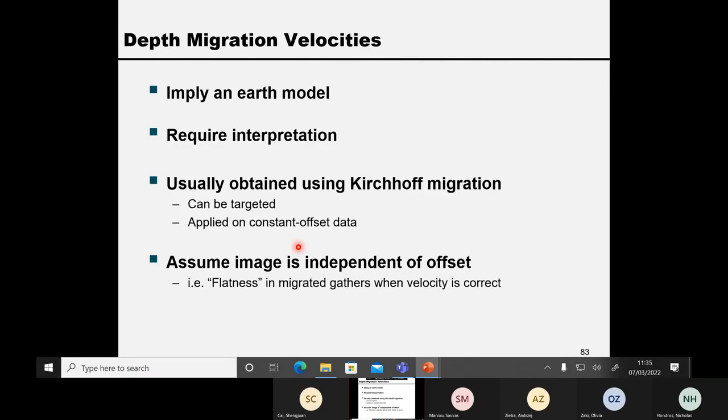Why do we not use a wave equation method to do that? A, the wave equation method does not keep the offset information. B, the wave equation method is a global method, so it's very time consuming, right? So Kirchhoff migration is the best way to do the velocity analysis for migration velocities.